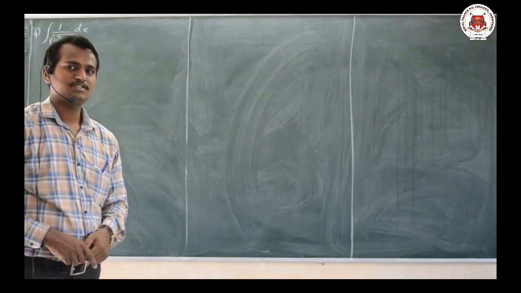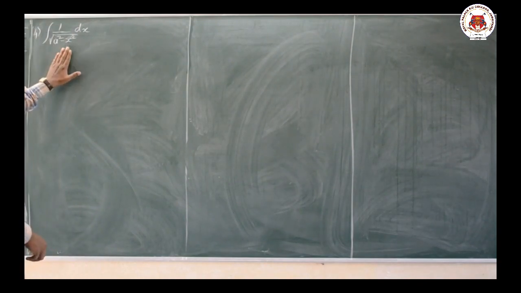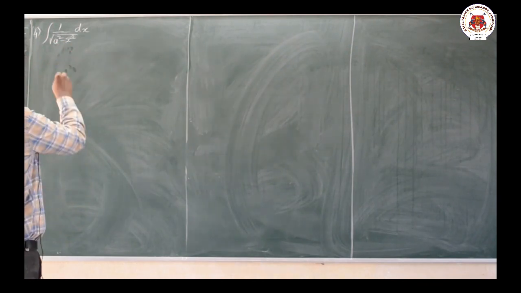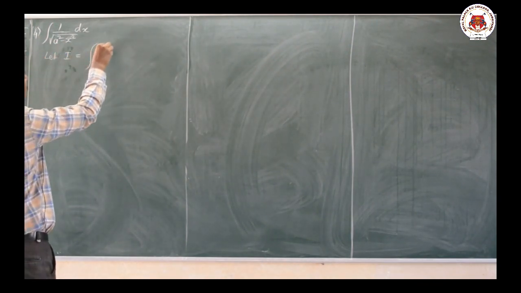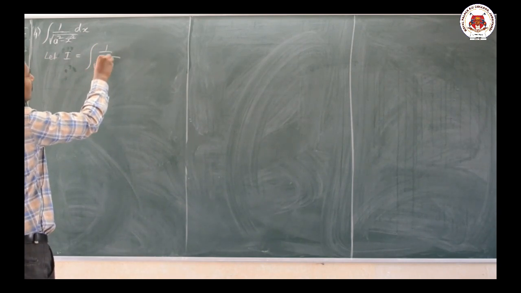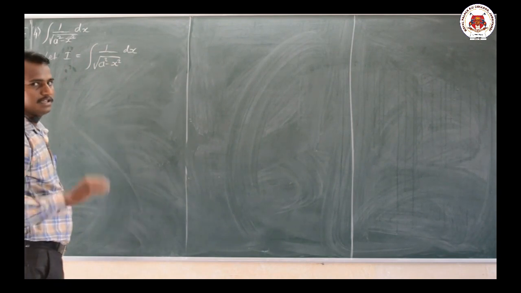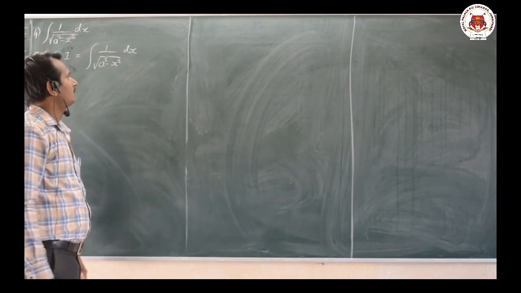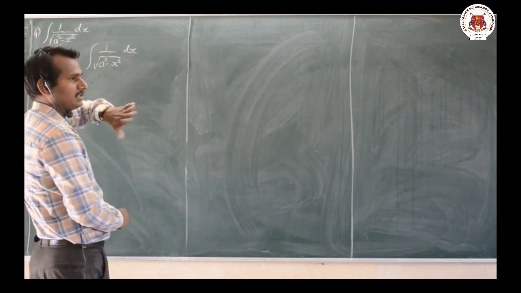Okay, dear students, now let us start the next derivation. The next function is 1 divided by root of a square minus x square. Let I equal 1 divided by root of a square minus x square into dx. Here we have to make use of trigonometric formulas. What trigonometric formulas can I use? For example, we have to do a substitution here.